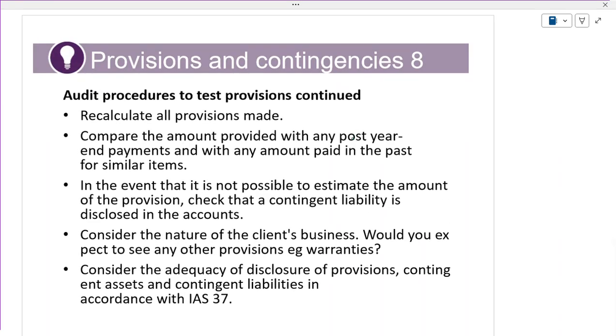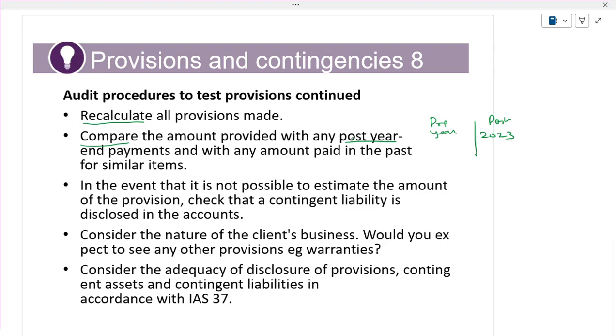Now you can understand, the same process, nothing is different. You are recalculating all the provisions, comparing the amount with the post year, and payments with any amount paid in the past. Post year means we are comparing with next year. We are comparing with the pre-year, with the past. Any fluctuations can be identified very easily.